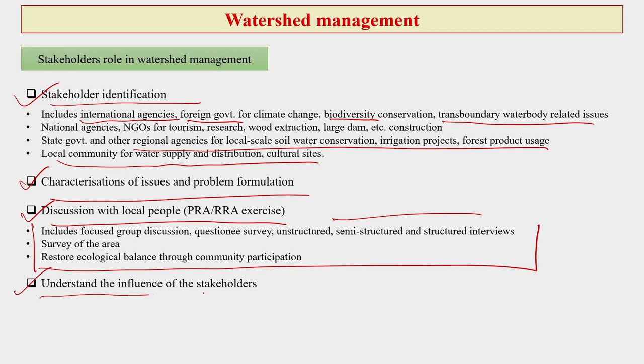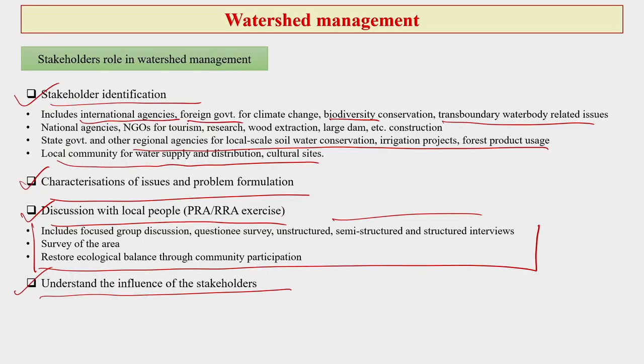Then next comes to understand the influence of stakeholders. Again, a very critical point. Suppose there is one state department, say the water resource department, in one particular watershed that is very active in comparison to the other departments, say PHED, public health, or maybe agriculture. Probably that department is very aggressive, very active in that particular area for whatsoever reason. Now, naturally, the influence of that water resources department on the local community, and their relation with the local community, will be much stronger than the others.